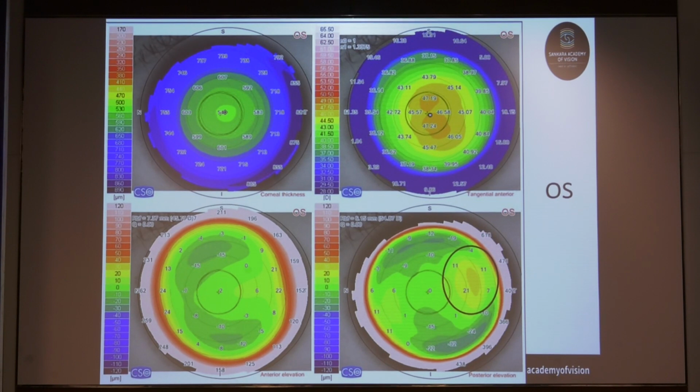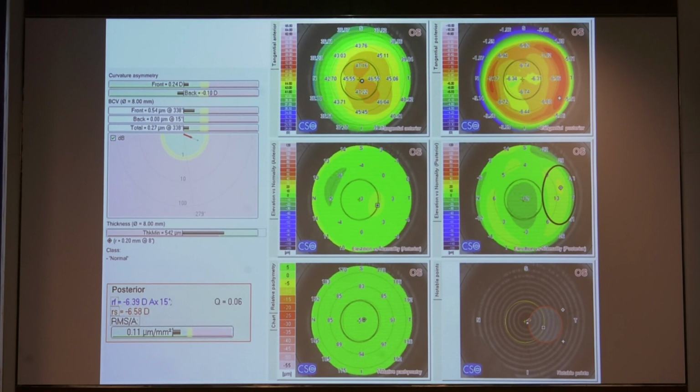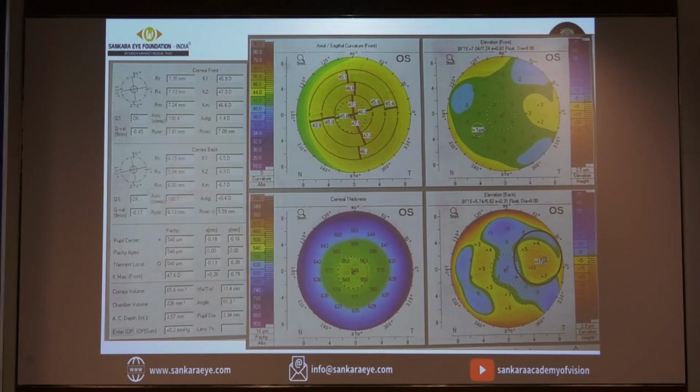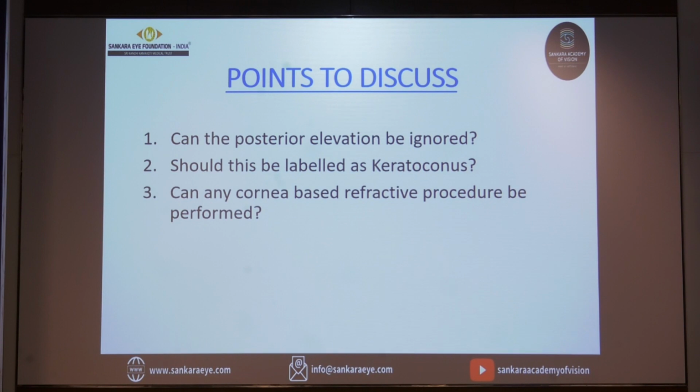Similar picture in the left eye, no significant posterior elevation, thick cornea, but a similar mirror image, the posterior elevation was seen again on the posterior elevation map. Thickness was normal, aqueous depth normal, the scan was also normal. Same repeated in the left eye, mirror image posterior elevation. Similarly seen on the Pentacam also. But again, the BAD D value was normal, and the difference map also did not show any significant abnormality. So I would like to discuss these cases.